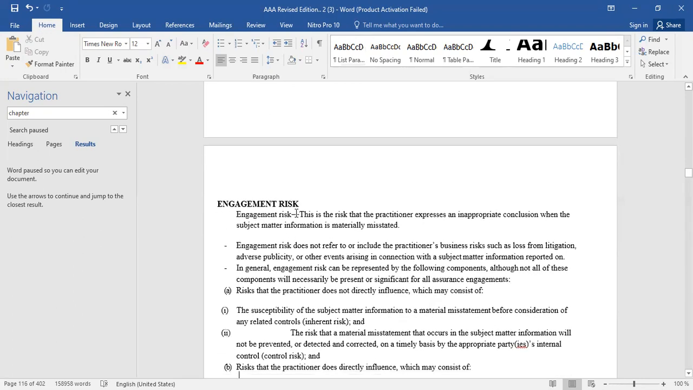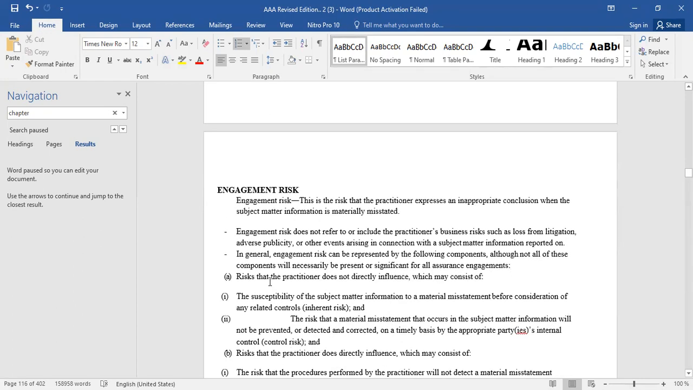Maybe I can talk about engagement risk. These ones I've looked at. Inherent risk, control risk. Engagement risk is the same as audit risk. Audit risk, I've been talking about it several times. This is the risk that the practitioner can express an inappropriate conclusion when the subject matter information is materially misstated. That is, you are saying that the financial statements are okay where they are wrong. And the types of risk are inherent risk, control risk, and detection risk.